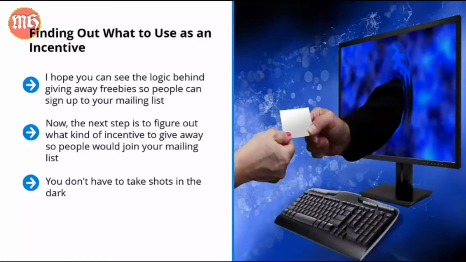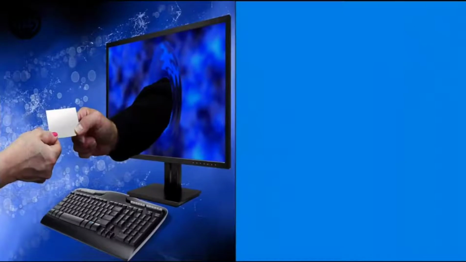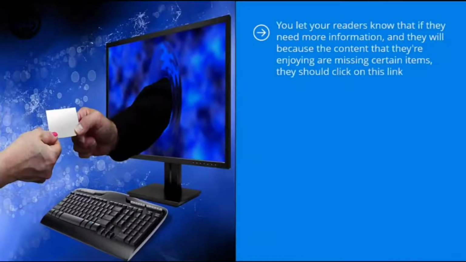You see how this works? Pay attention to your best-performing original content. Look at the questions they answer and look at the questions they fail to answer. This way, you can use your popular content as a launching area for your incentive content. You let your readers know that if they need more information, and they will because the content that they're enjoying is missing certain items, they should click on this link.